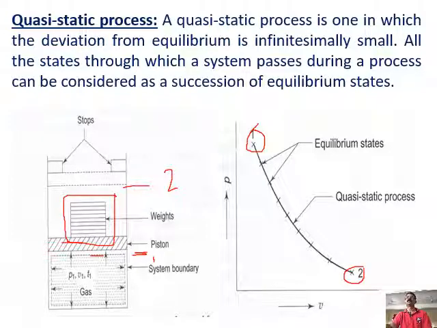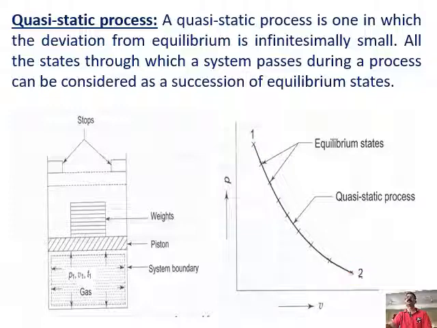So I can connect it between 1 and 2, but these points along 1 and 2, when connected in that instant, will not be equilibrium points, because equilibrium is achieved only at 1 and then directly at 2. So in between you don't have any equilibrium points. Such a process is not called a quasi-static process. So then what is the quasi-static process?